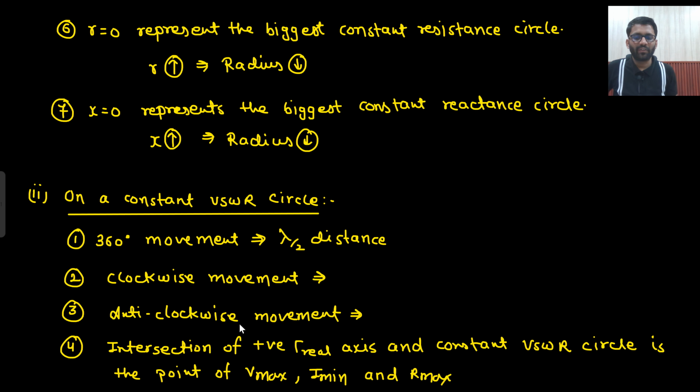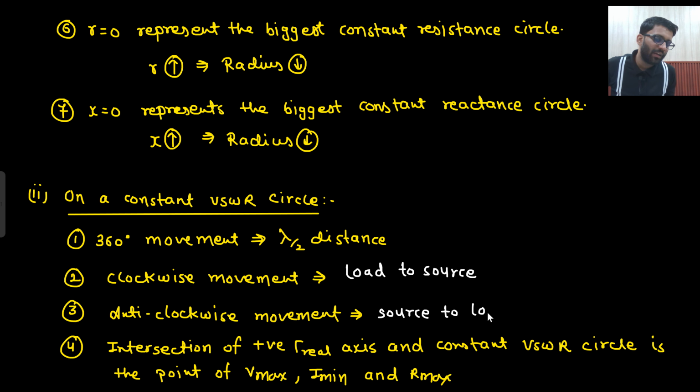Now what about the constant VSWR circle? 360-degree movement is equal to lambda by 2 distance. Clockwise movement means you are going from load to source. Now you can say otherwise as well, no? If I am walking anti-clockwise, that means I am going from source to load, right? But this we never use. We always walk clockwise, from load to source. But if they ask that anti-clockwise movement on the constant VSWR circle shows, then it is source to load, right?